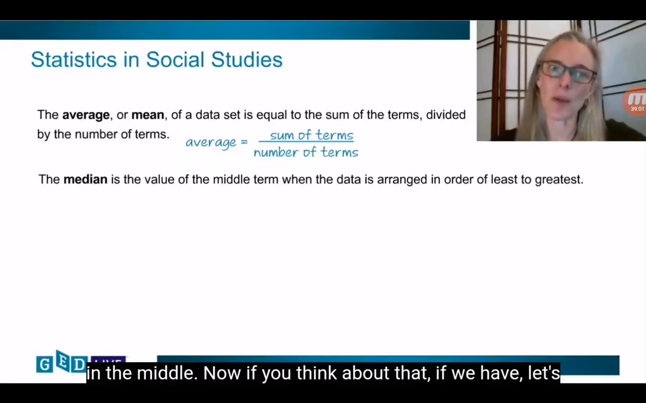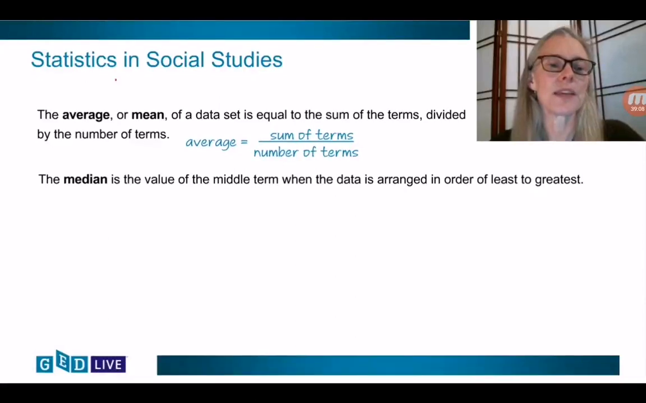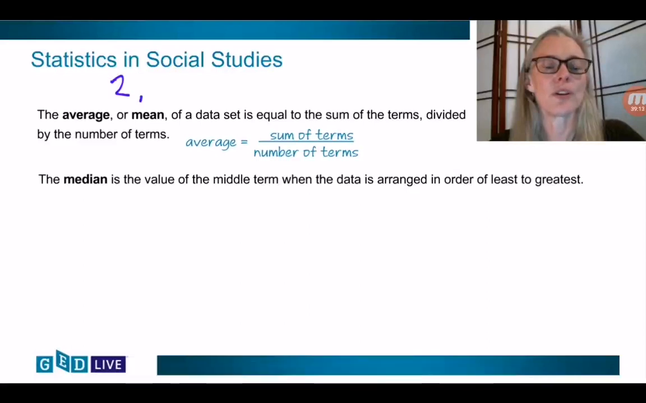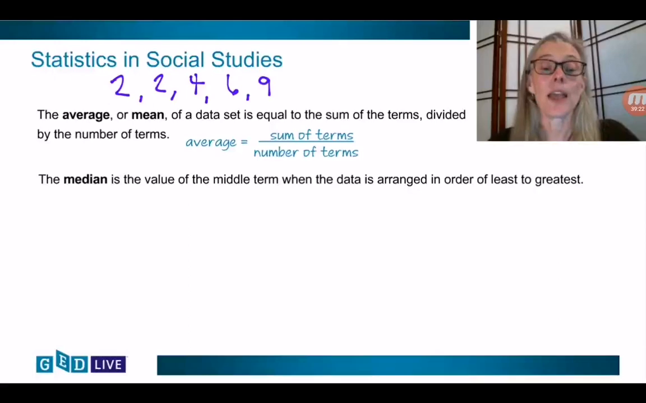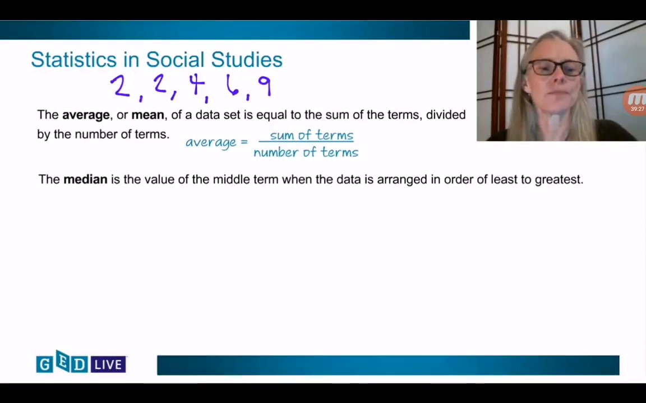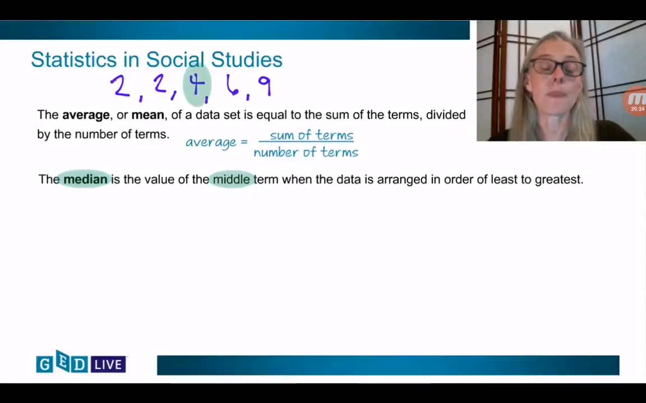Now, if you think about that, let's just use some really simple numbers here. If we have 2, 2, 4, 6, 9. Let's say we have those numbers, and we're looking for the median. Well, the median is the number in the middle. So, fine. Middle term, that would be 4. It's 2 on one side, 2 on the other side.